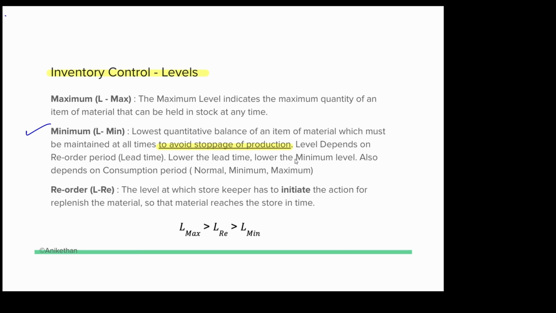Also at the same time, it does not want to hoard the inventory. So that is the maximum. If you hold more inventory, your working capital gets locked. Your inventory carrying cost is more. Because of this, always the maximum and minimum is set in an organization. And there will be a level called reorder level. This is the quantity at which the organization will initiate procuring that material.